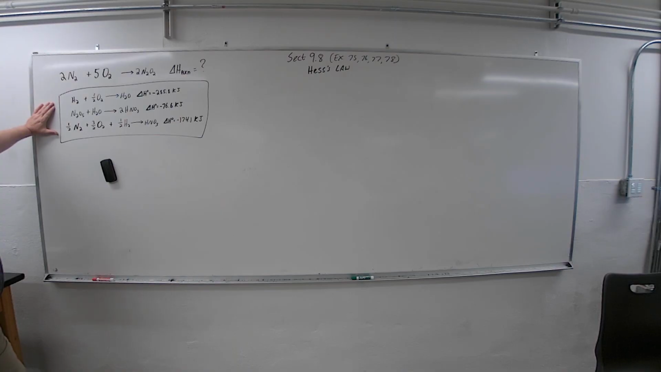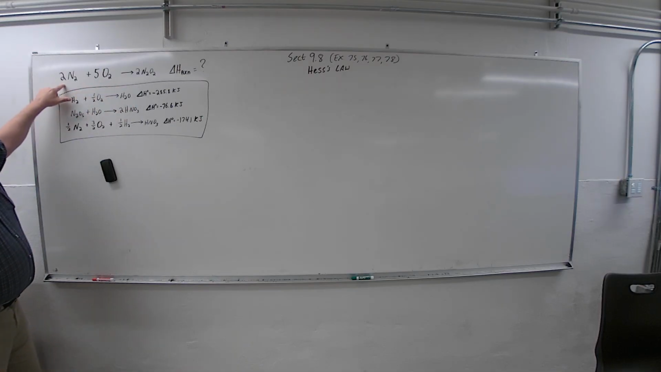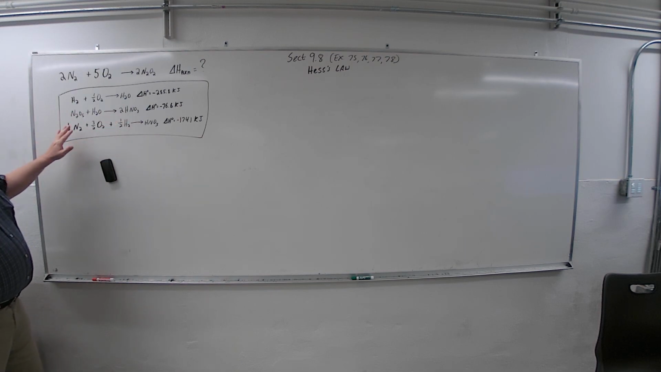So what you want to do first is go, okay, I need N2 on the left side of the arrow. And you look down here and you find the one that's got N2 on the left side. There it is, N2 on the left side.